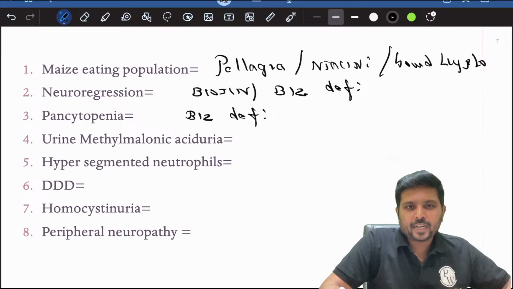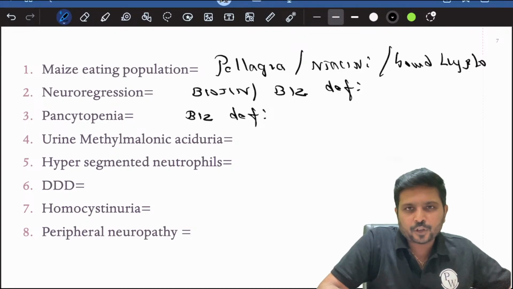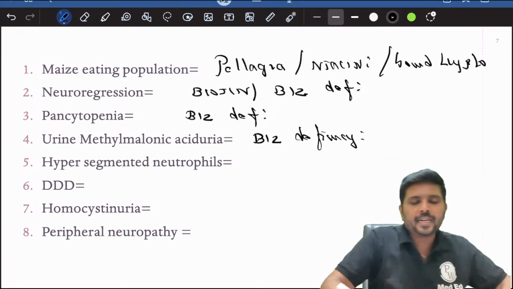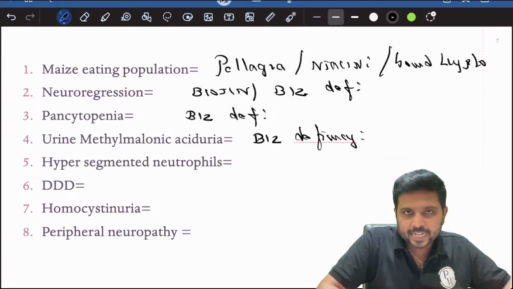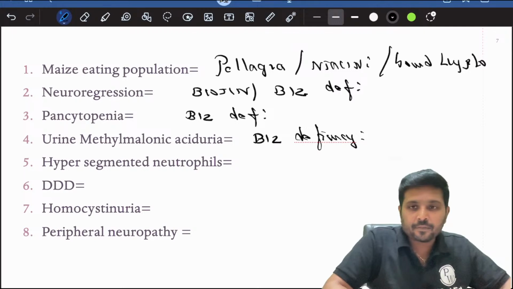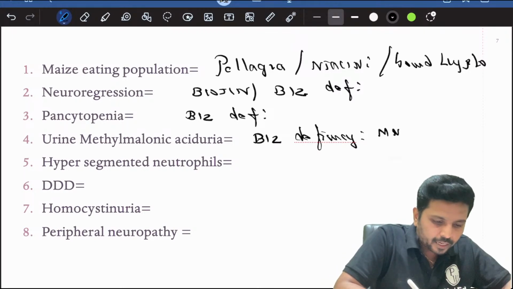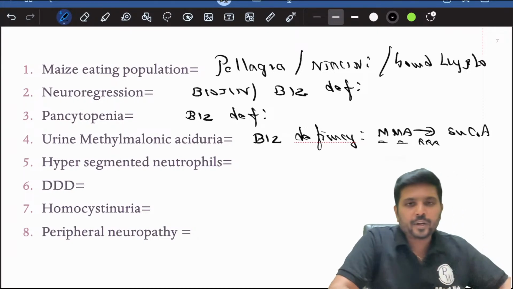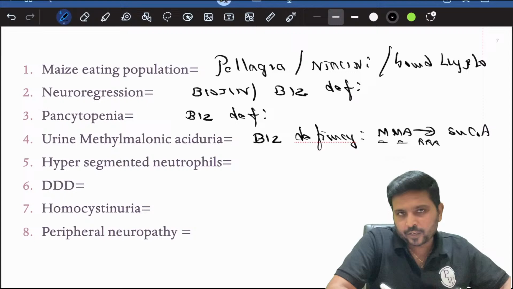Urine methylmalonic aciduria is the investigation of choice for B12 deficiency. Do not write Schilling test. Schilling test is obsolete right now, because B12 converts methylmalonyl CoA into succinyl CoA. When B12 is not present, methylmalonic acid is increased in urine. So methylmalonic aciduria is the test of choice in B12 deficiency.